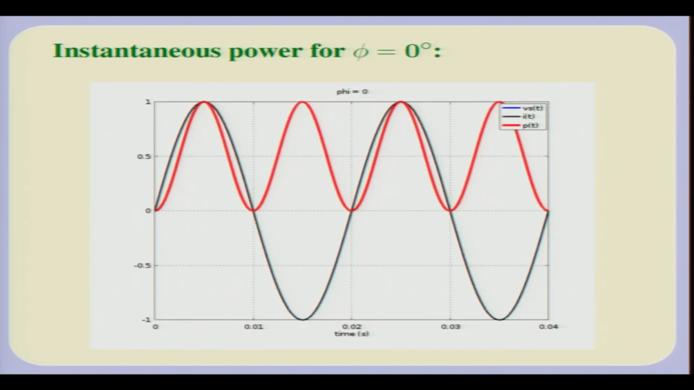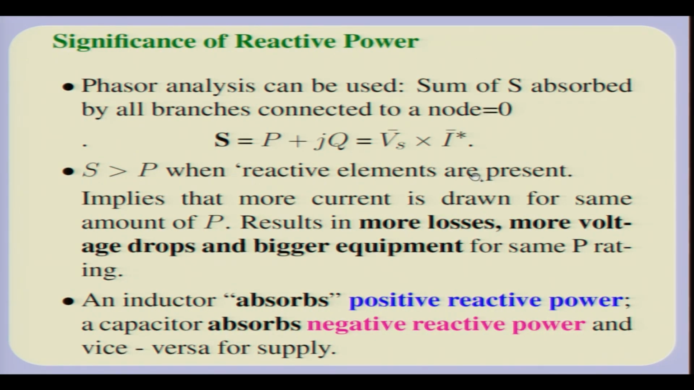So, if you go further, as I mentioned, sometimes S is greater than P when reactive elements are present, which implies more current is drawn for the same amount of P, a fact which I mentioned some time ago. This of course results in more losses, and more voltage drops in the case of transmission lines. We have not yet discussed transmission lines in detail, but you can look at it as if there is a source with a source impedance, and there will be voltage drops across the impedance if you draw more current.